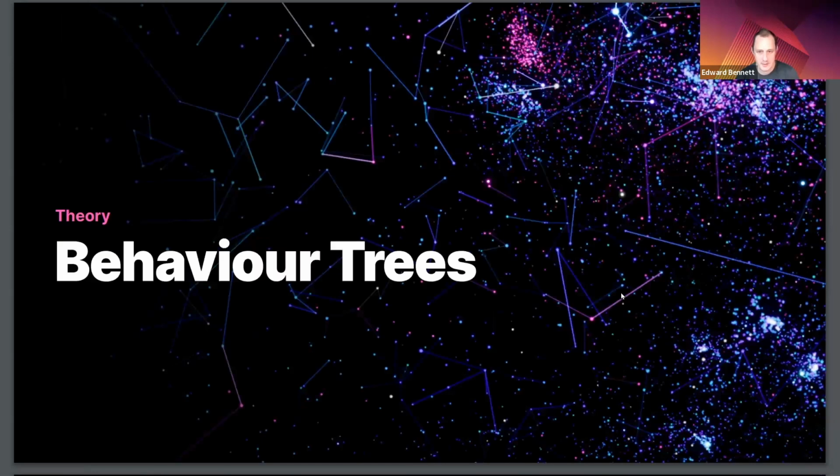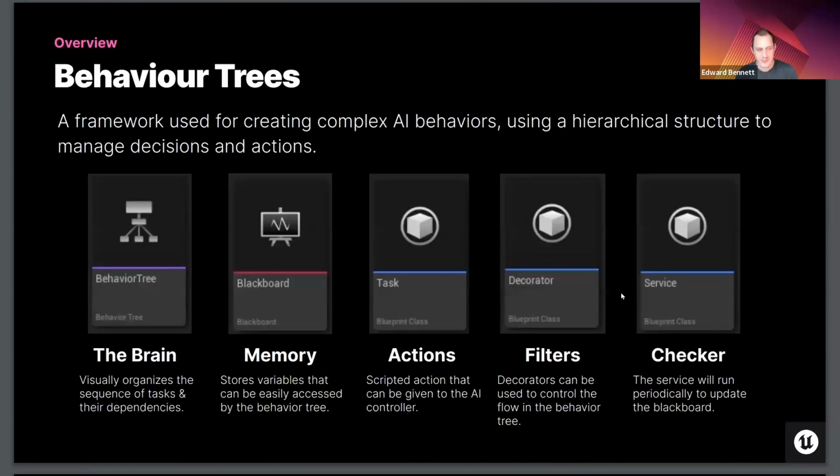So let's talk about behavior trees. A behavior tree has multiple assets attached to it, but there are 5 that I think are worth touching on and understanding. The first thing is the behavior tree itself, which is an asset in its own right. This can be thought of as the brain. It visually organizes the sequence of tasks and their dependencies. And then we have something called the blackboard. Now, a blackboard and a behavior tree go hand in hand.